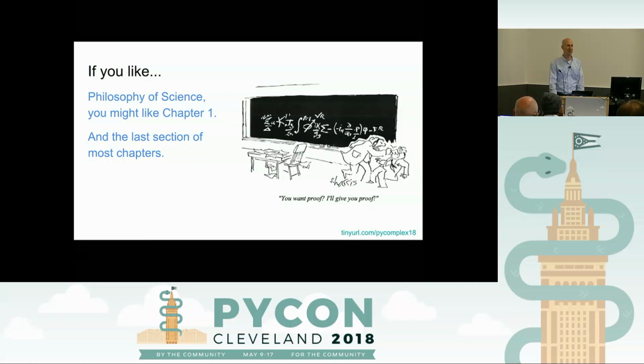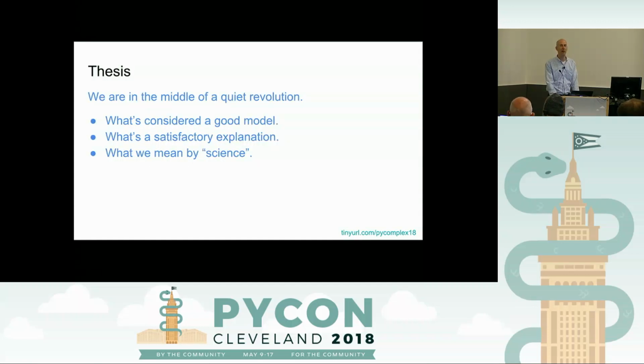And if you like the philosophy of science stuff that I mentioned, little bits of it that appear, chapter 1 is where I propose my theory of what complexity science is all about. I want to give you a quick view of that now, and then we'll go get some lunch. So my thesis is that science is changing out from under us, that there's actually a quiet revolution going on that most people are not noticing in what we think of as a good model and what kind of explanation we're looking for when we explain the world, why it is the way it is.